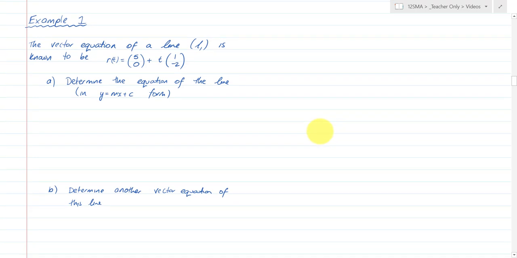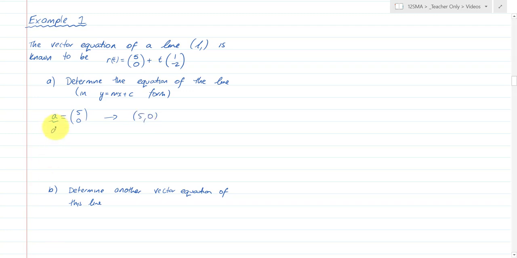So in example 1, I'm asking, if the vector equation of a line L1 is known to be this. So I've given you a vector equation. I'm representing it as column vectors there. Determine the equation of the line in y equals mx plus c. So what we have to do first of all is just recognize that we've got this a, which equals (5, 0). And remember that a was kind of our initial value. And this is the coordinate (5, 0). So when x is 5, y is 0 is an initial value there.